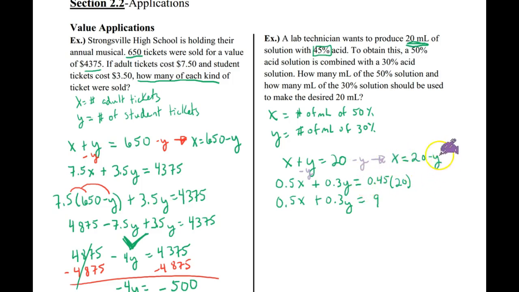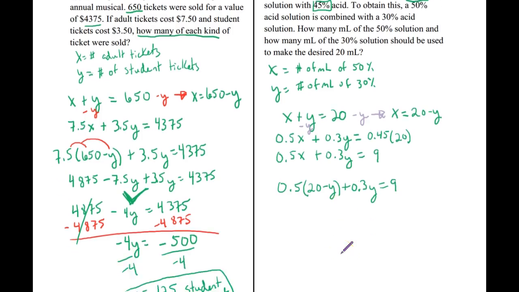I'm going to take that expression and plug it in for x, because that's what x equals. X equals 20 minus y. I replace x with 20 minus y using the other equation. So in the second equation, replacing x with 20 minus y. And everything else stays the same. And again, that 9 came from just multiplying these two values together.